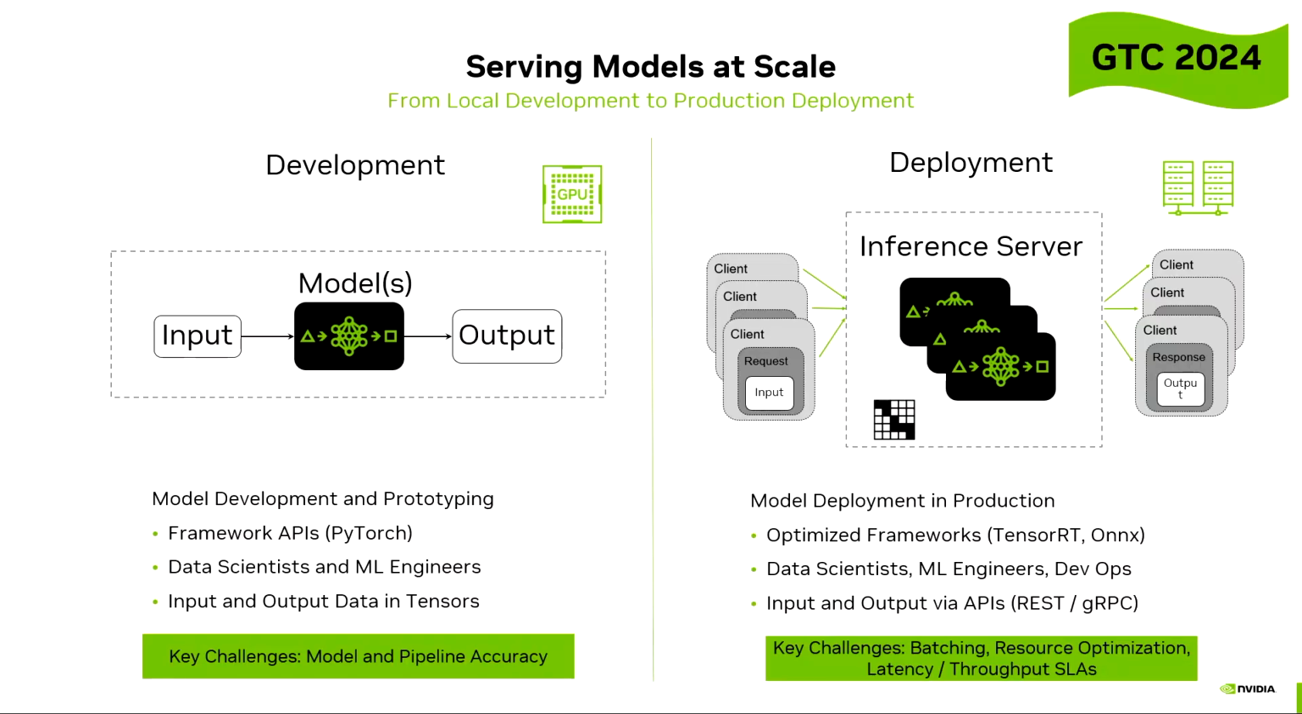Again, a year ago, I was talking about the move from local development to deployment, right? So when you're developing something locally, your key challenge is probably just to make sure it works, right? Make sure your model has the accuracy you want, your pipelines, pre and post processing is working correctly. When you go into deployment, and this is thinking about a single inference server, you start to look at how do you optimize your model for certain backends. So you may start in Python, but then you may go to TensorRT, for example, right? And then again, the key challenges are around batching and resource optimization.